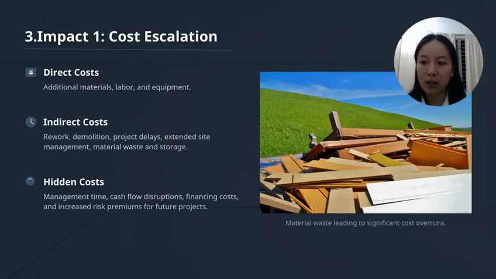The impact on cost has several parts. First, there are direct costs, like using more materials and paying more for labor. Second, there are indirect costs, such as rework and delays that slow the project down. Third, there are hidden costs, including extra management time and cash flow problems. When you add all of this together, the total cost can increase a lot.